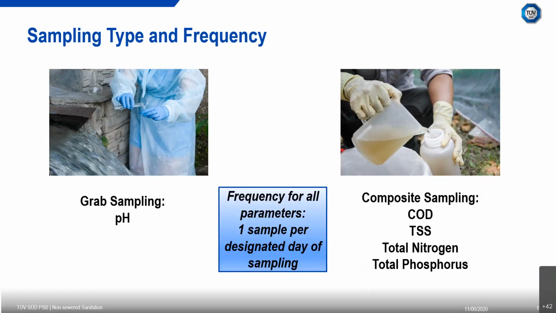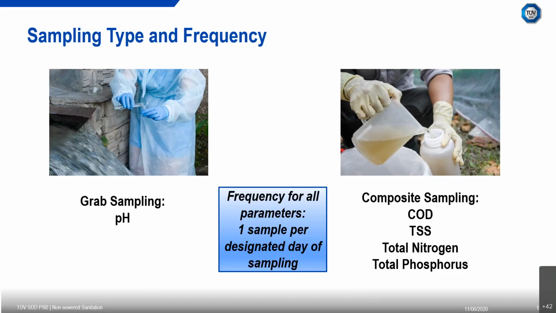A grab sample is a sample that is collected at one location and one point in time and is representative of the wastewater conditions at the time of sample collection. Grab samples are preferred for reviewing parameters that change quickly with time, such as pH and temperature. Composite samples, meanwhile, are samples that are collected over time, based on either flow or time. The samples are composited to present the average concentration of the effluent.